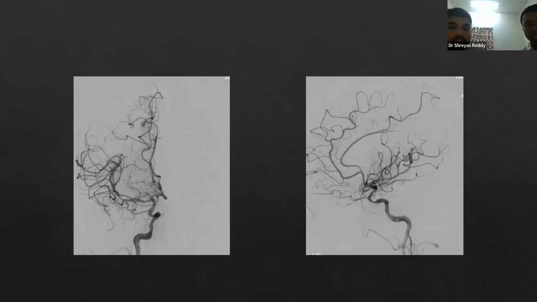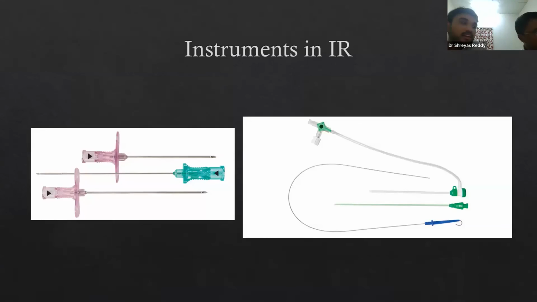Can you go to the next slide? Can you just wrap it up with instruments in IR? Can you just identify these two instruments there? So the first image is that of the puncture needle with the cannula, and the second image is that of the vascular access sheath with the dilator, as well as the guide wire and the introducer.